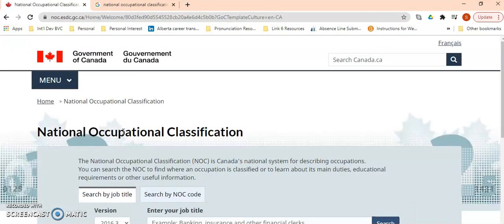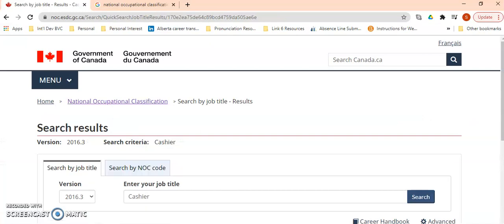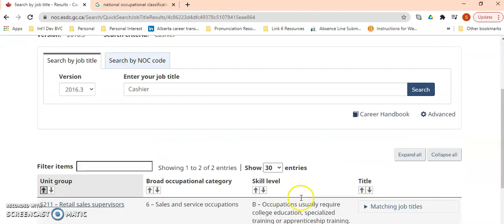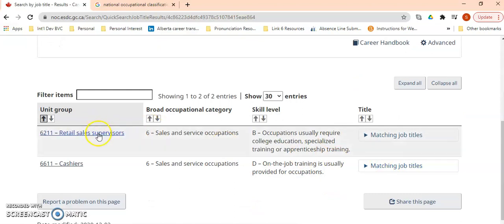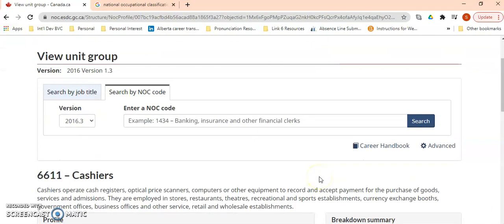Okay. So after I've done my Google search of the NOC website, then I'm going to come in here and I'm going to put in the job title that I want to find more information about. So today I'm going to look up cashier. So imagine that there is a position at Superstore. You would like to build a resume to find a cashier position. So when I scroll down, okay, I can see that there are retail sales supervisors, but you're not applying for a supervisor job today. We just want to do the cashier's position.